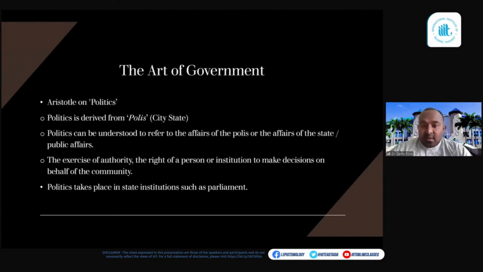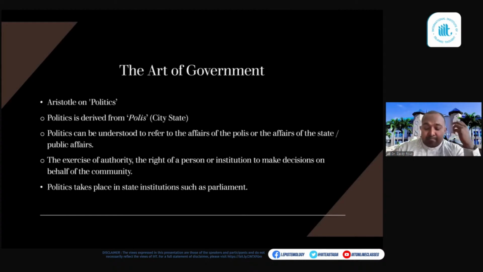In the Aristotelian perspective, politics takes place in state institutions like parliament or legislative assemblies, where you see politicians come and make policies, debate laws and make new laws, which are very much related to the public affairs of the particular city, or in the modern context, the particular state. So this meaning of the art of governing the public is the first, initial meaning given to the concept of politics in ancient Greece, and which we still use even today.